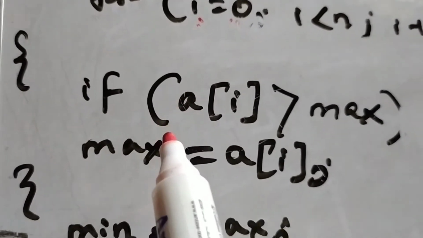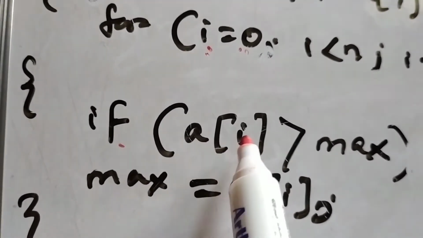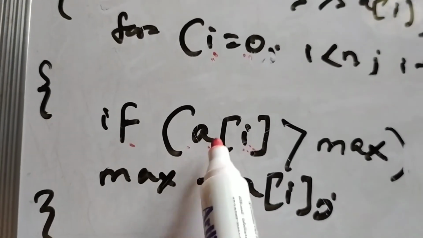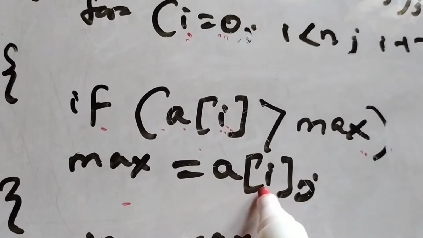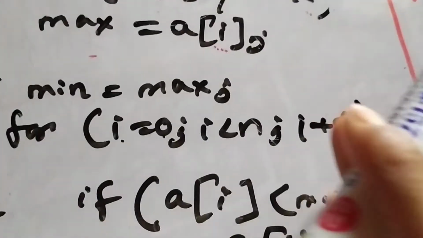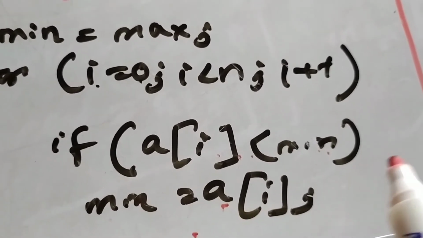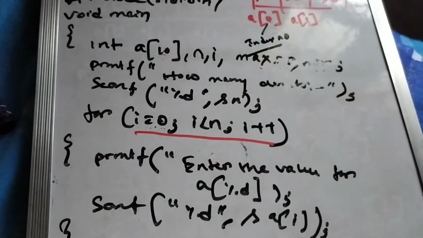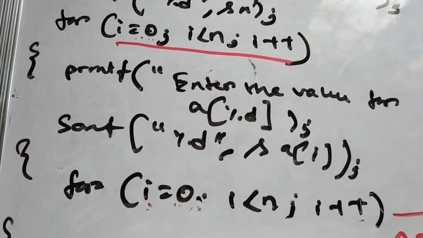Now again see, a[i], this is the index number and this is the name of the array, if it is greater than the maximum value, then this is the maximum value. Similarly, if this is less than the minimum value, then this is the minimum value. So this is the logic of the program. Now I am showing it by running it on the computer.